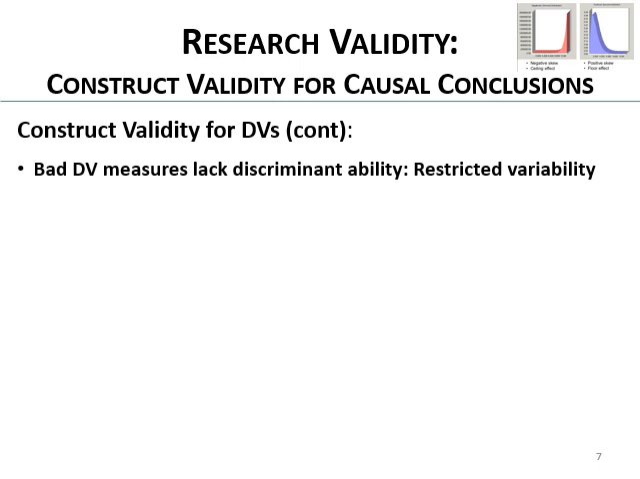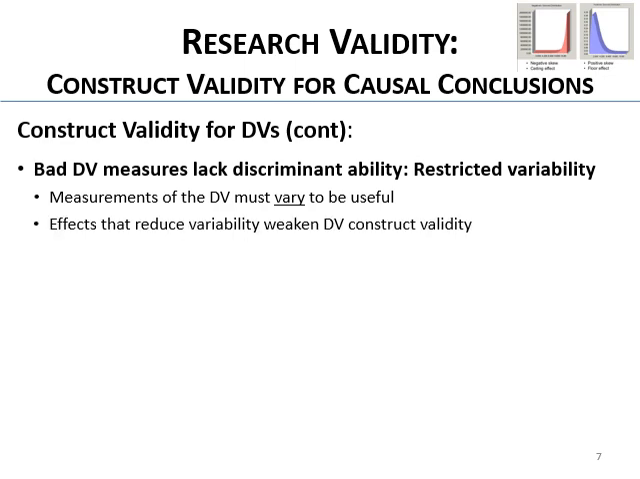So a couple more things about construct validity for the DV. Overall, bad DV measures lack what we call discriminability. So if things don't vary, you can't detect differences between groups. You have restricted variability. So let's talk about some ways that DV measures can result in restricted variability. First, measurements of the DV must vary to be useful. Like if everyone gets the same score, you can't detect differences, or too high a score, too low a score, or just junky scores, right? So effects that reduce your variability weaken your DV's construct validity.